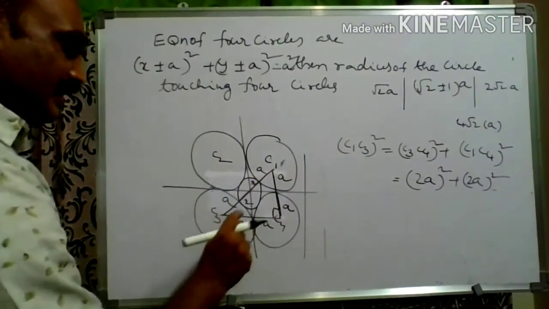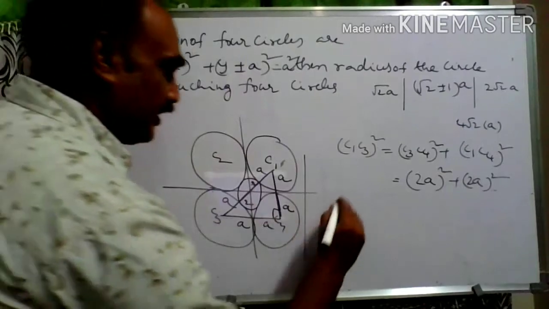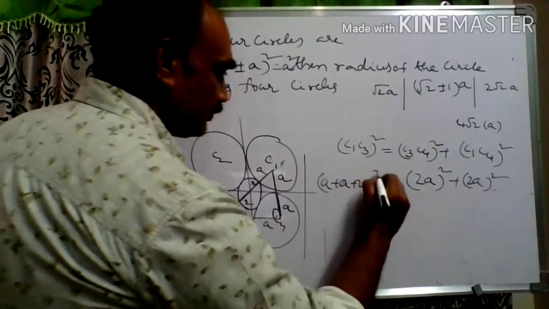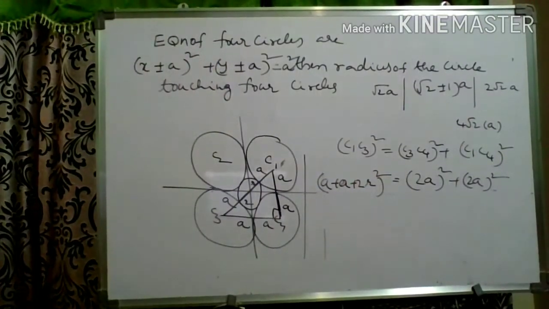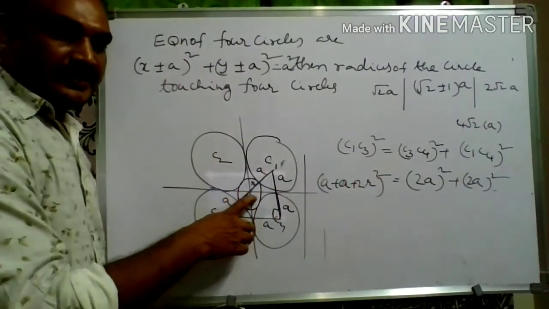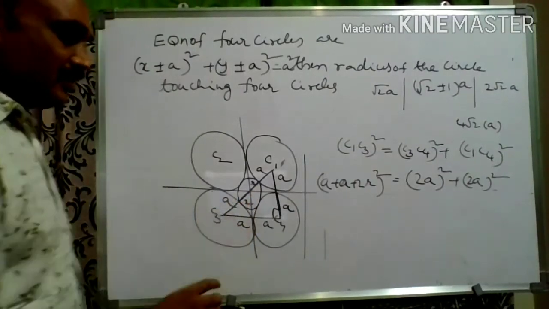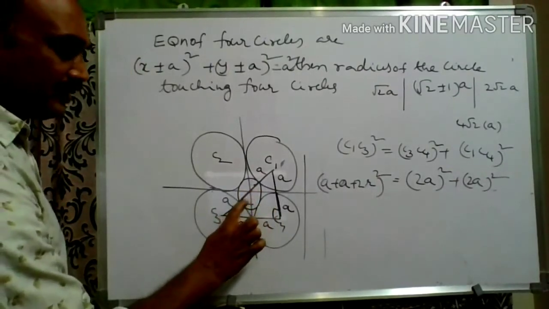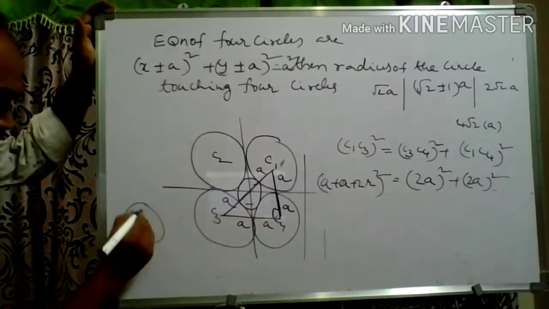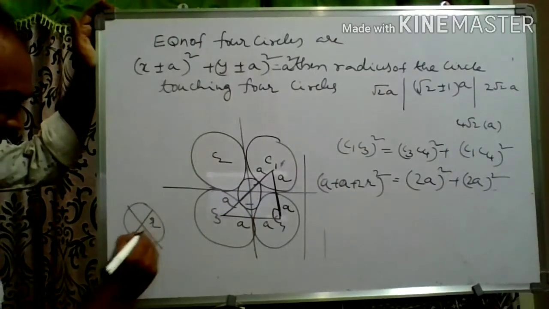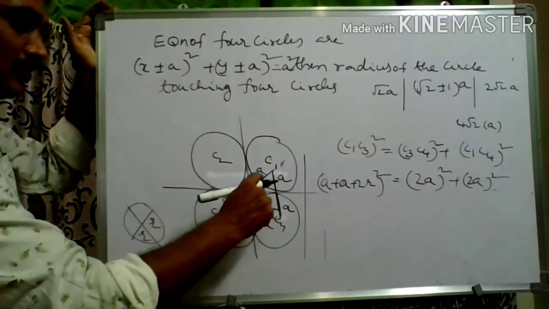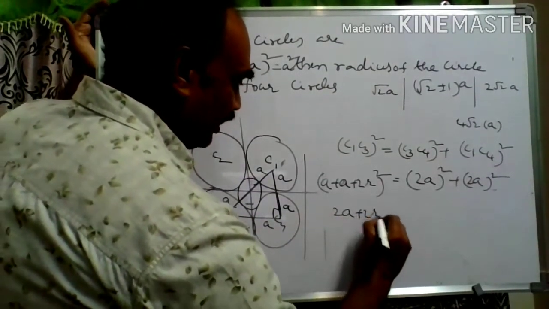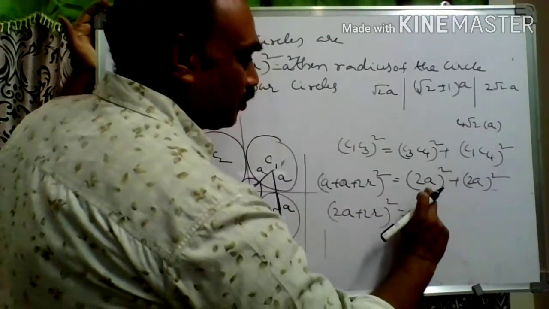Here C1 C3 is equal to a plus 2R whole square. This is the required radius of the required circle. This is big R, this is small r. This is 2R, 2R plus a. So 2a plus 2R whole square is equal to 2a whole square.